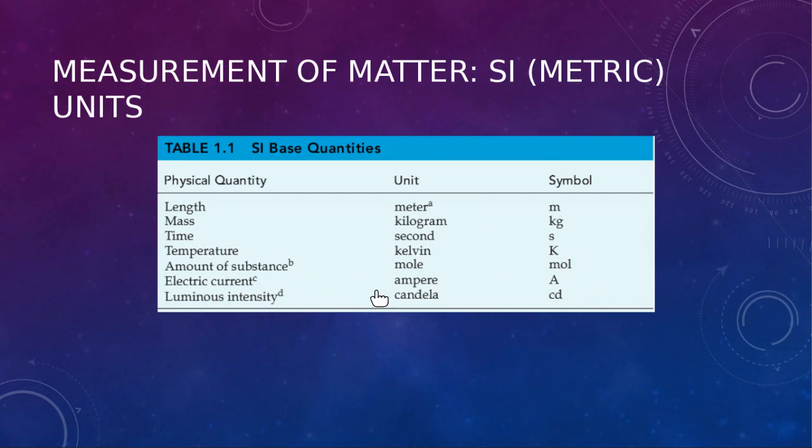And electric current: ampere and A. Luminous intensity: candela and CD. The last two we don't use in physics. Maybe you can use them, but these SI base quantities are very important. The mass, temperature, and amount of substances are especially important for chemistry and our problems.